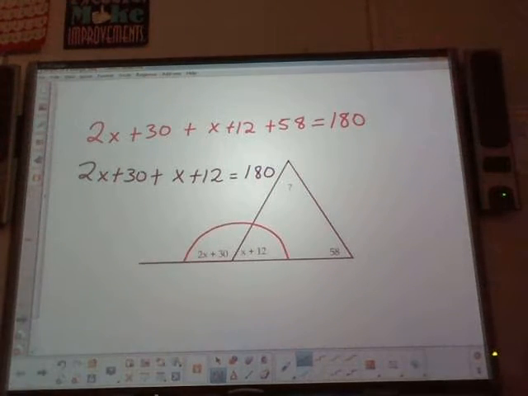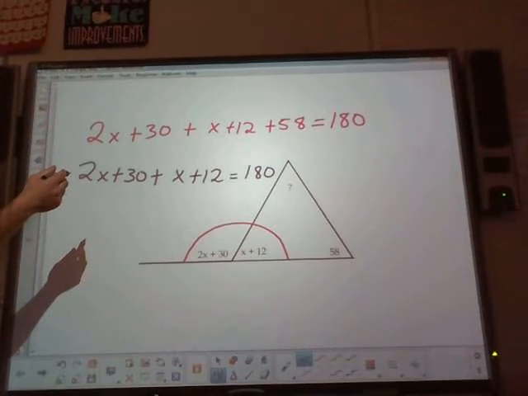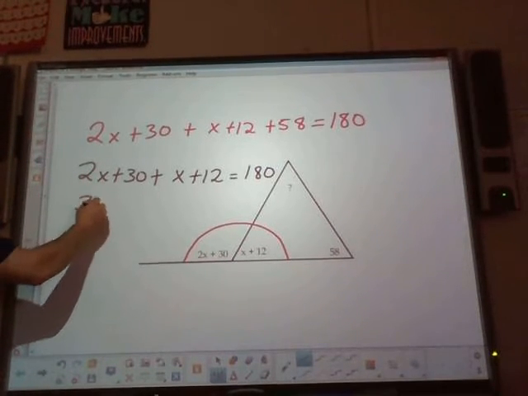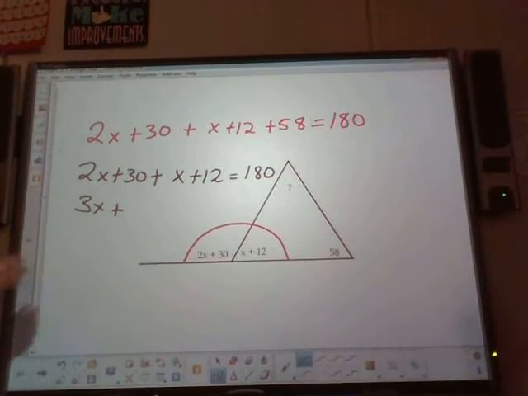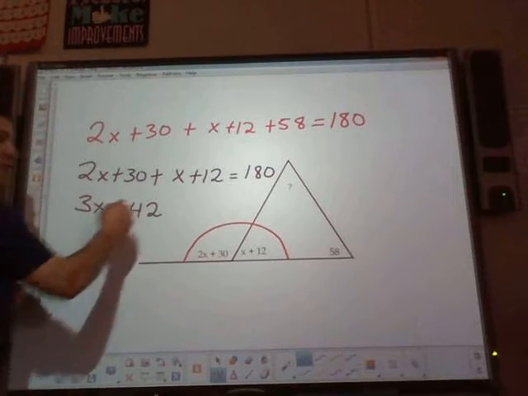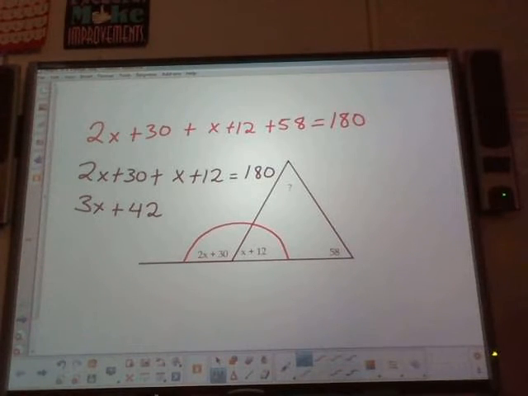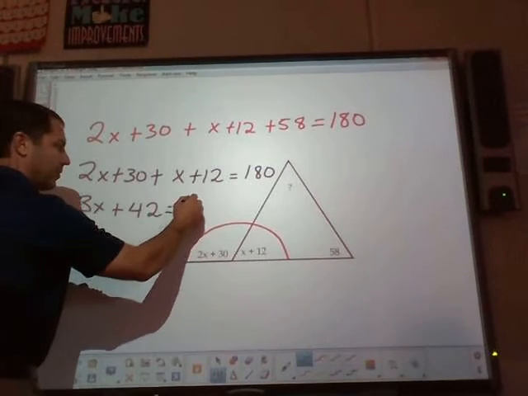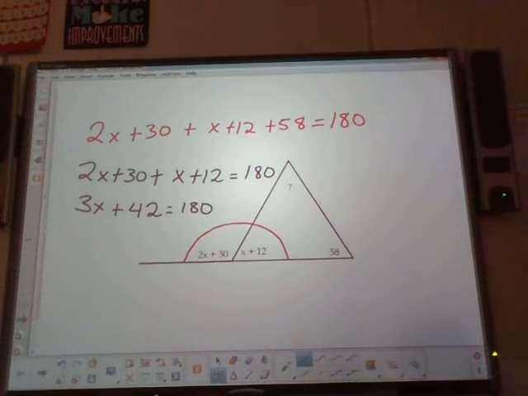All right, who can help me? What do we need to do? Gracie, let me know. Combine like terms. Which terms can we combine? 2x and x make what? We have 3x, and we're going to add that to 42. We know that addition is commutative. I'll wait until eyes are up here and mouths are closed. Thank you. And that's equal to 180. Ella, what's our next step?